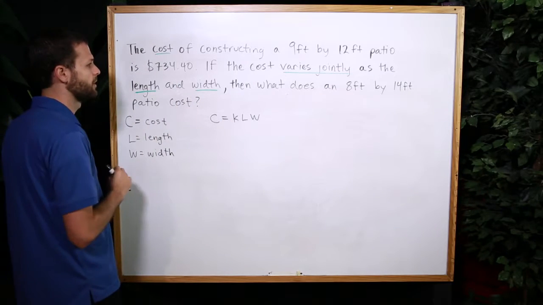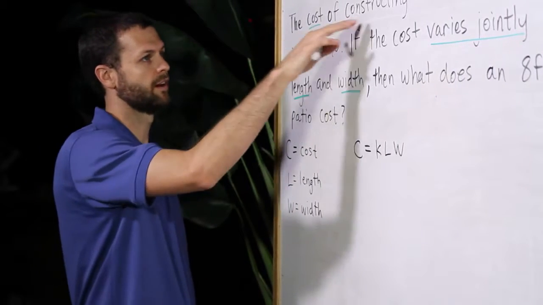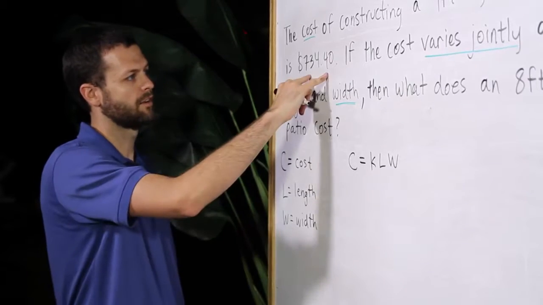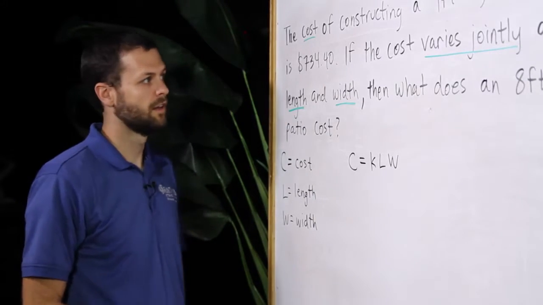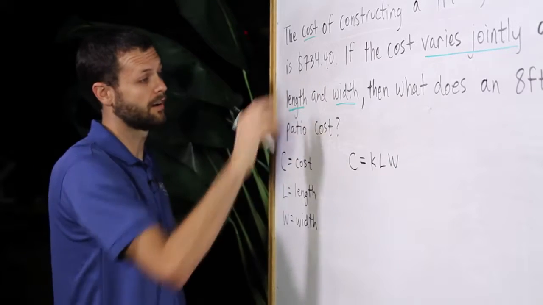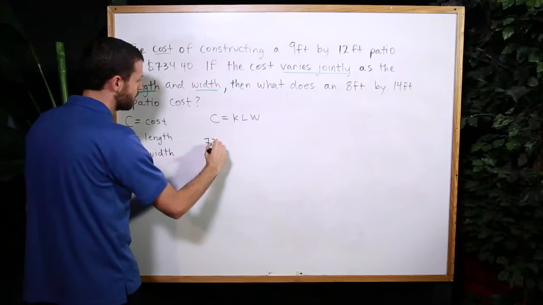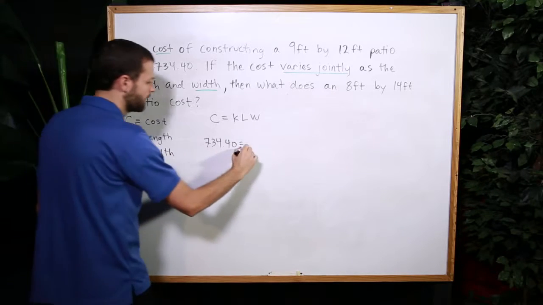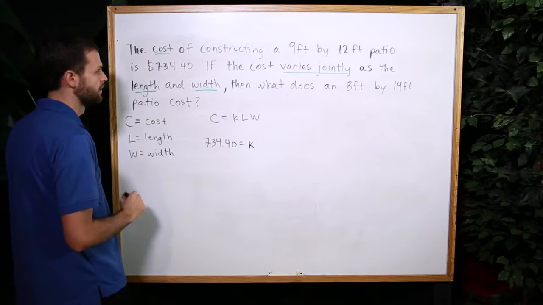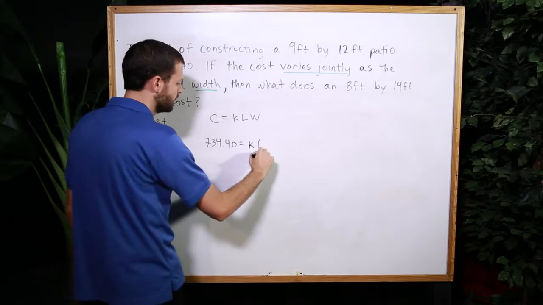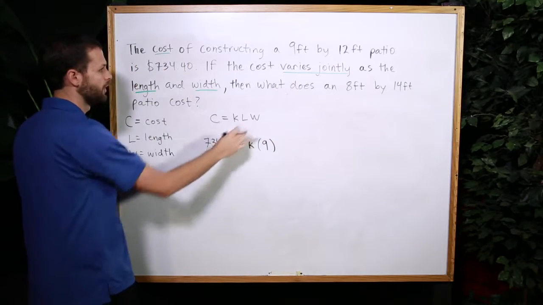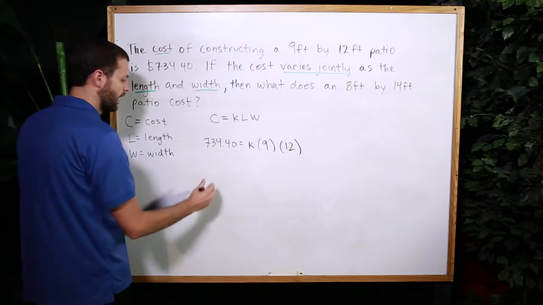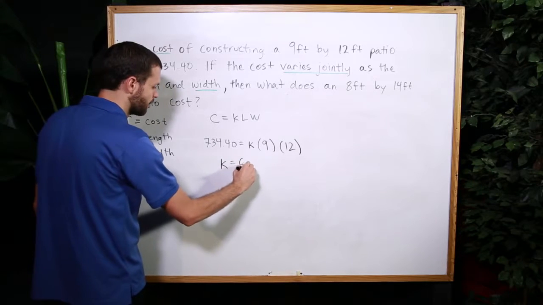Now I'm going to use the information that's given to me in the initial setup. They say the cost of constructing a 9-foot by 12-foot patio is $734.40. So instead of C for cost, I'm going to write $734.40. And I want to find out what K is, so I'm going to put K there. I know the length is 9 feet, and I know the width is 12 feet. Calculating for K, I get K equals 6.8.